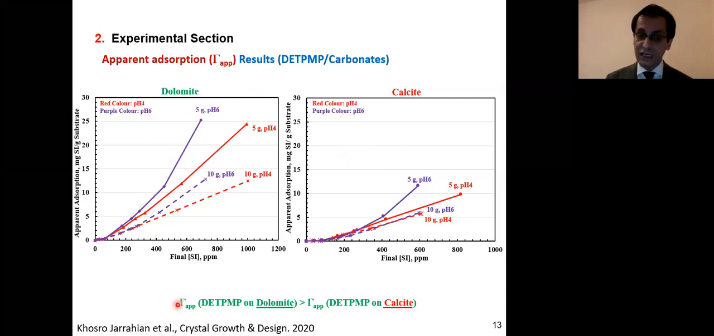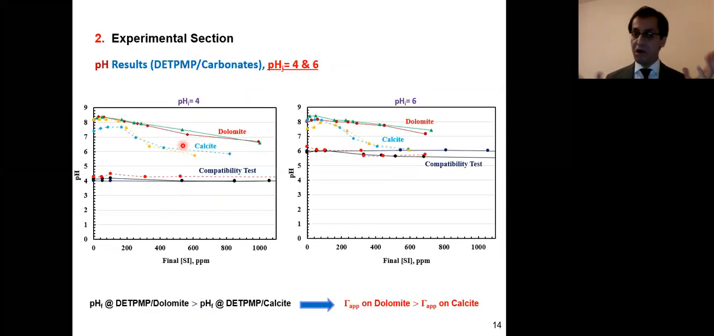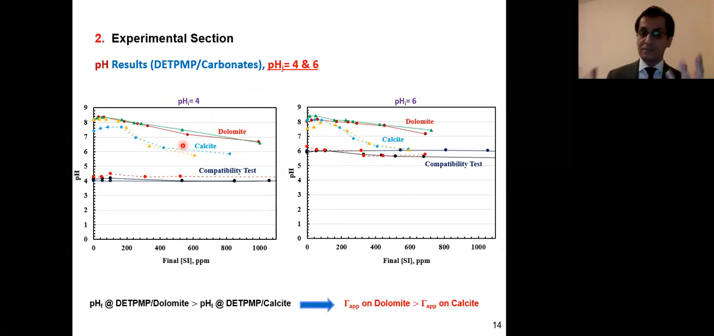So this is the conclusion of this part. The amount of apparent adsorption of DETPMP on dolomite is higher than on calcite, and the amount of apparent adsorption is increased as pH is increased. And now the question, why? Because we expected to get more adsorption on calcite rather than dolomite.